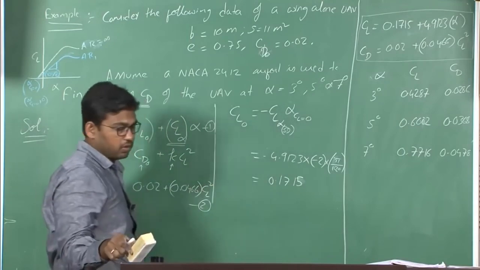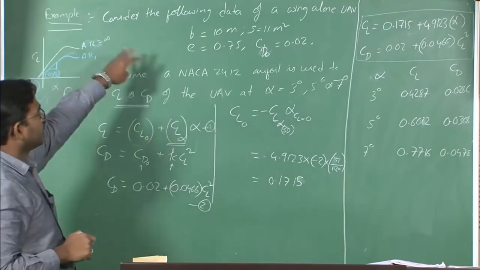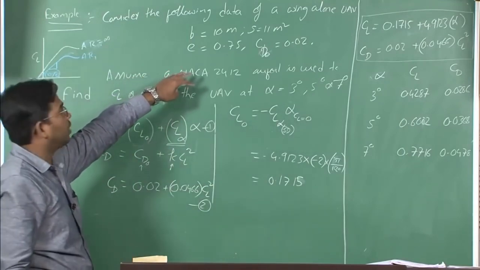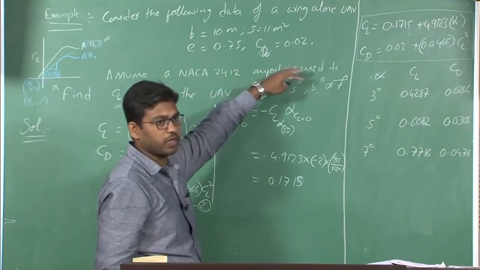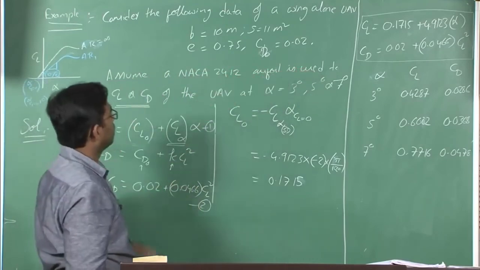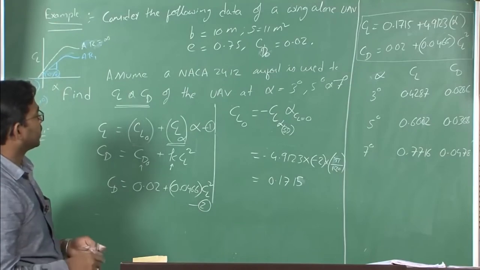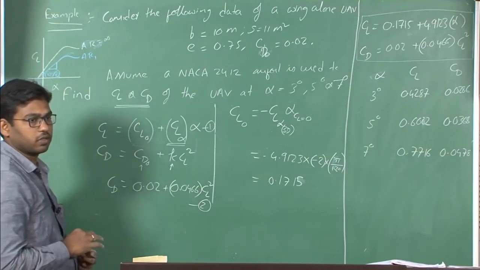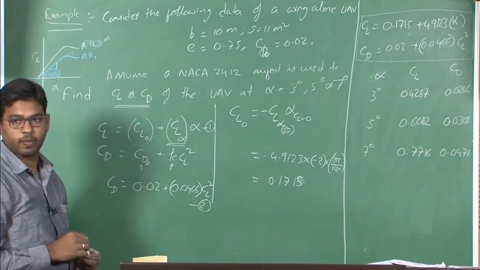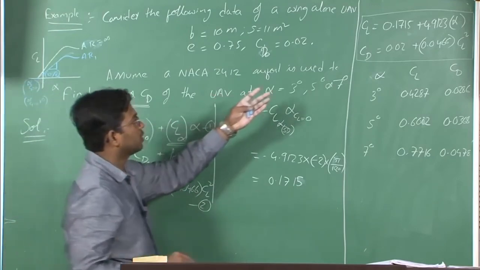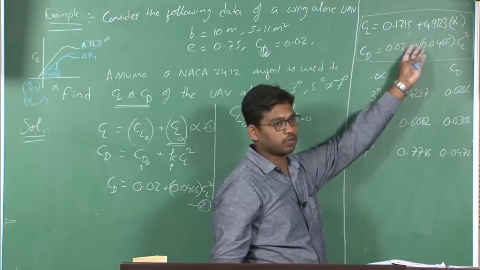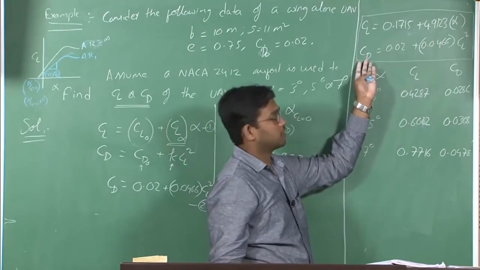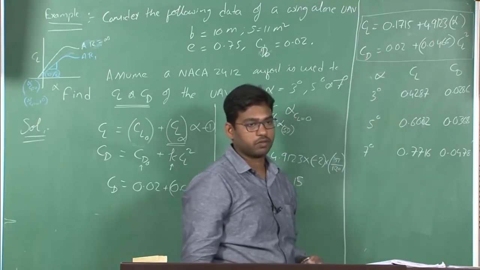So, what we have done? Given a wing planform geometry and Ostwald's efficiency factor as well as profile drag coefficient, we figured out what are the CL alpha and CL naught of this wing, and then we calculated the corresponding lift coefficient at different angles of attack as well as the drag coefficient at different angles of attack.